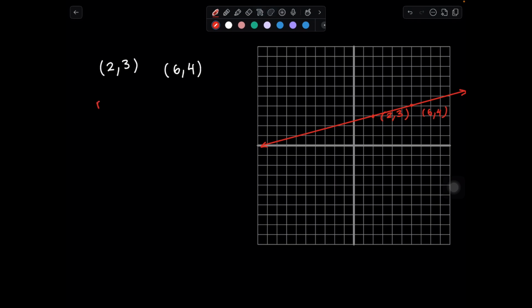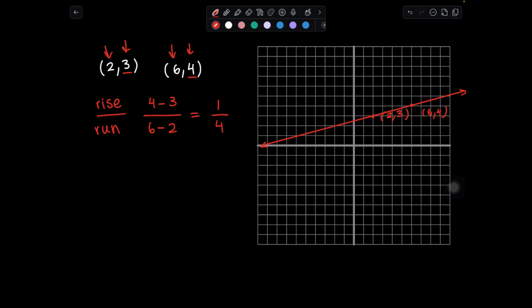So first you do rise, and that's always the y values minus. So we'll do this one minus this one. So that gives you 4 minus 3. Then you do run. So that's this one minus this one. 6 minus 2. So that gives you 4 minus 3, which is 1. And then 6 minus 2, which is 4. So you can see our gradient is 1 over 4.